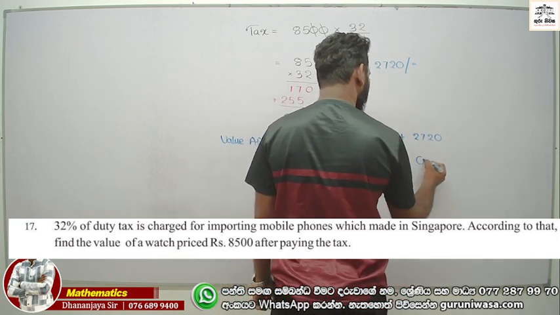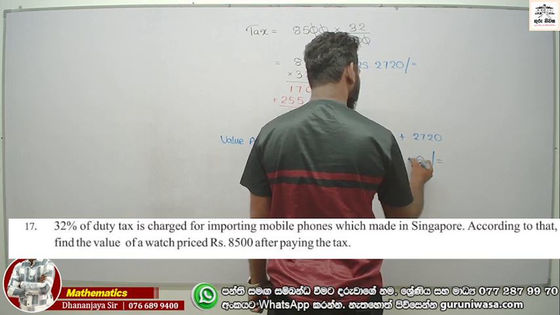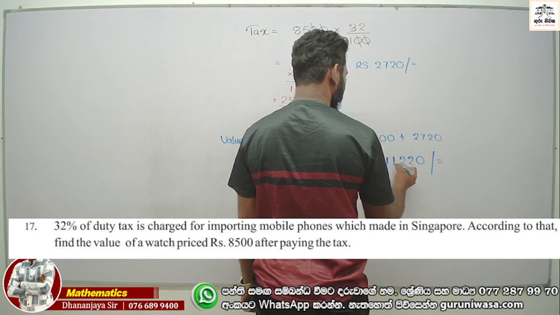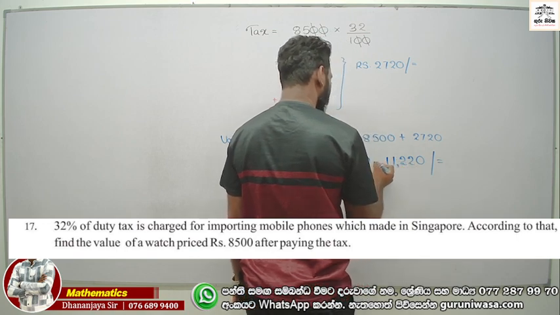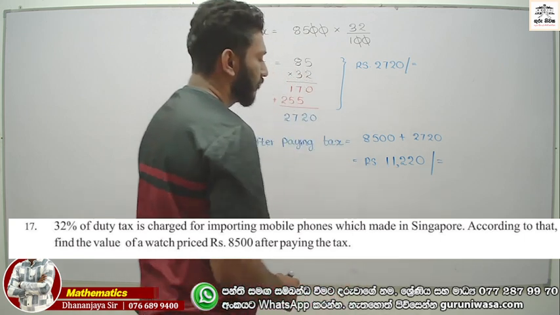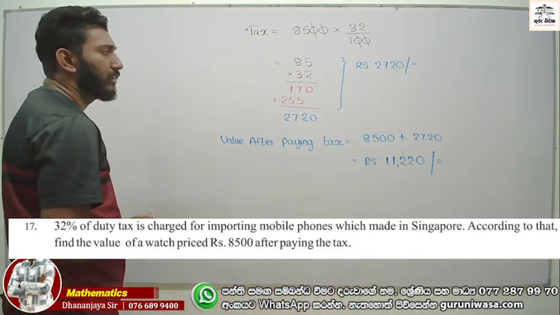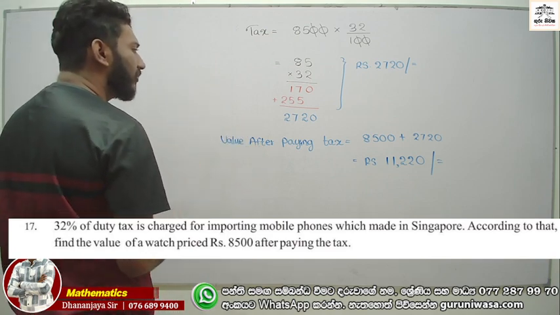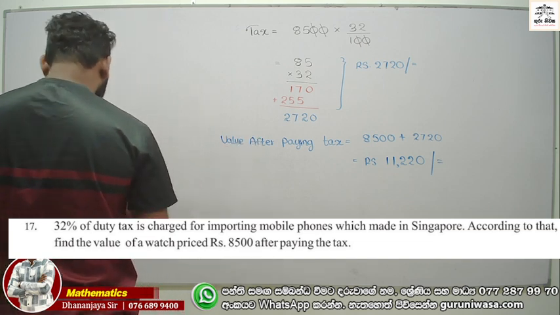Now 0, 2 0 is a 2, 5 7 12, 1 remainder, and 11. Now 11,220 rupees, and this is the method number 1. But without finding the tax, you can find the answer for a value after paying tax.